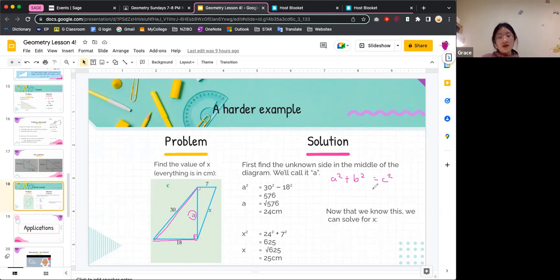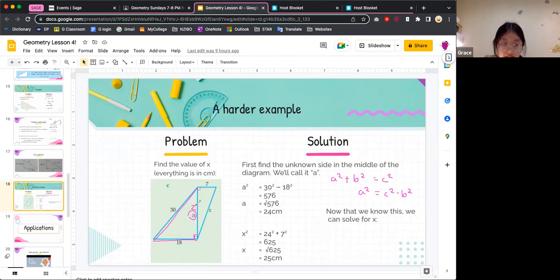So we want to find A, right? We know that A squared equals C squared minus B squared. It's just showing that if you want to find another side, you have to do subtraction rather than addition, which is what you did for finding the hypotenuse. So here we got A squared is 30 squared minus 18 squared, same process. And then that gave us 24.